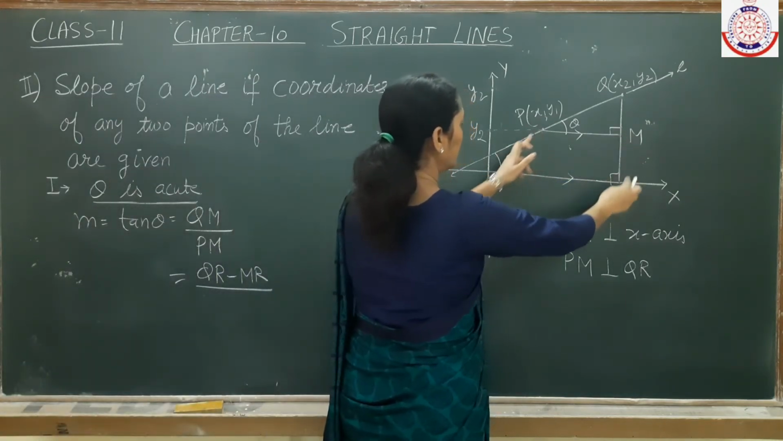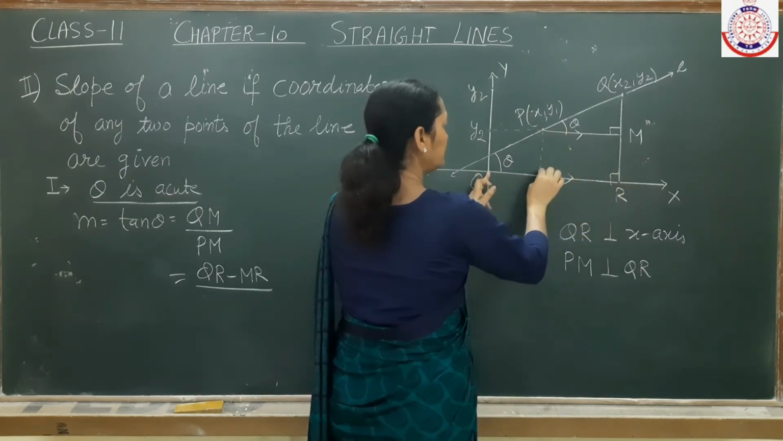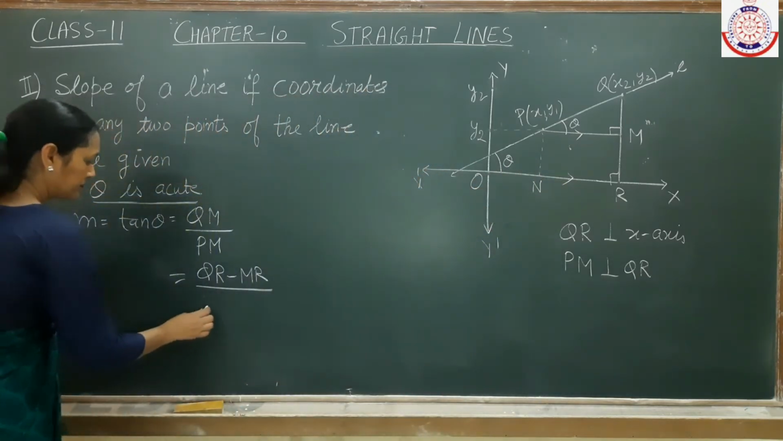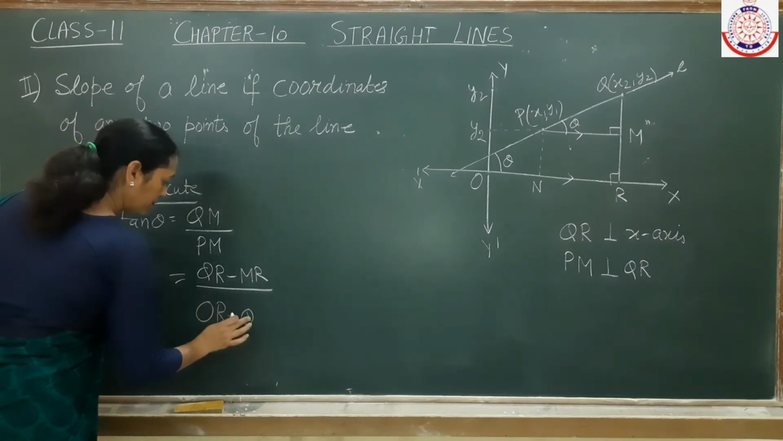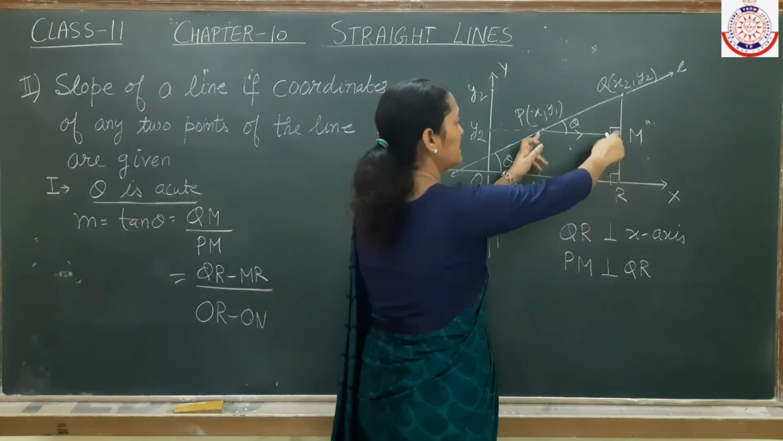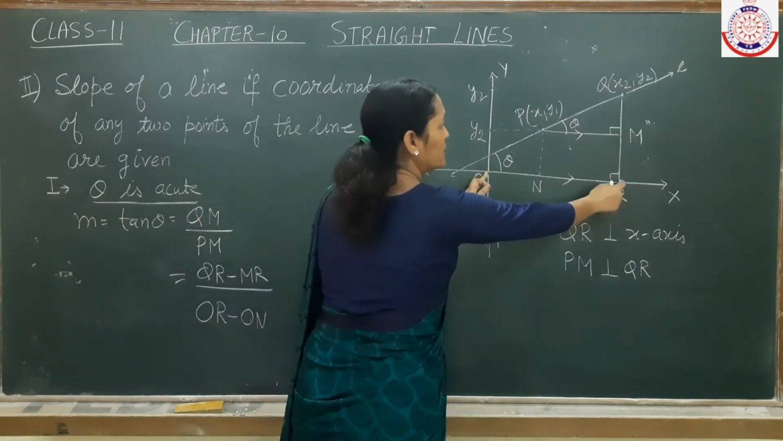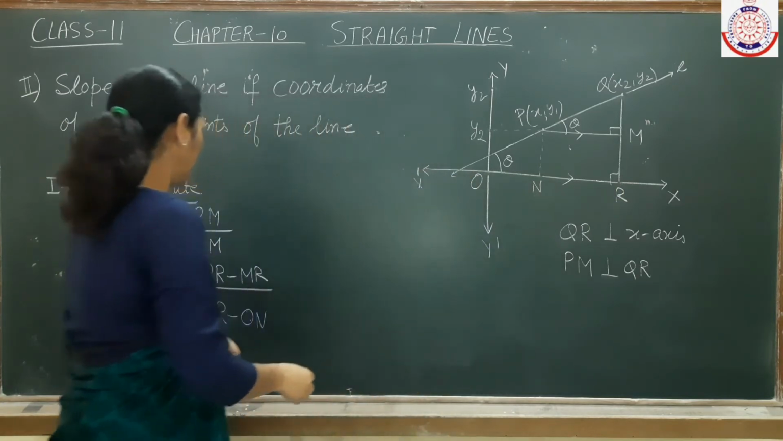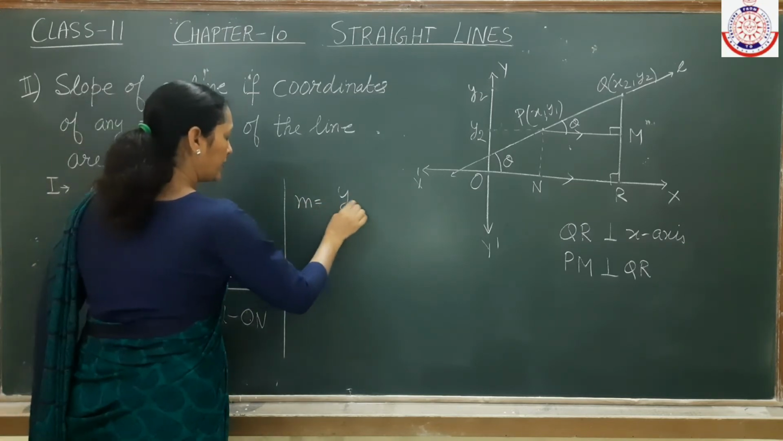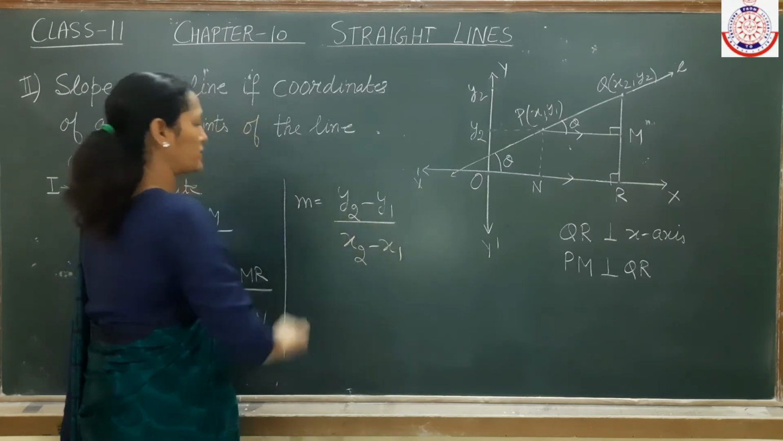Same way, PM. PM can be written as, this is the point of origin, it can be written as OR, suppose this is N, minus ON. Because whatever the distance NR, it is the same as distance PM. And here OR is x2 and ON is x1. So slope will come out to be y2 minus y1 upon x2 minus x1.